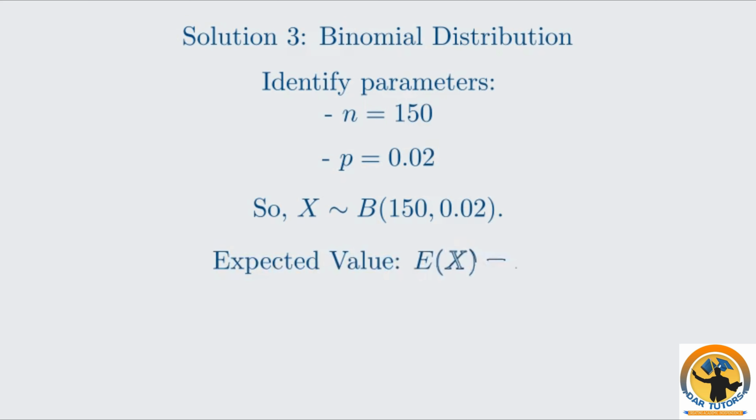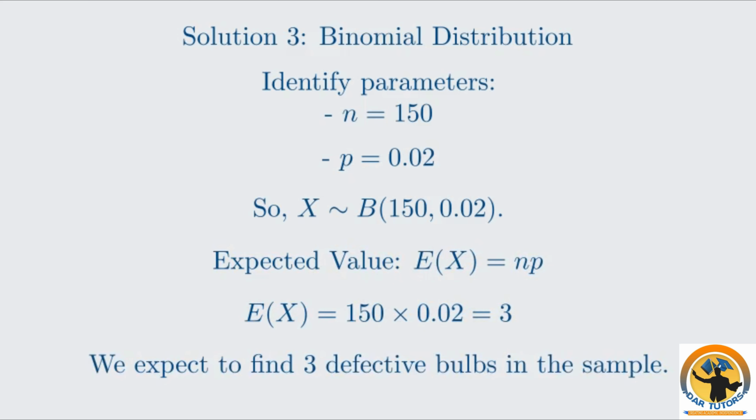The expected number of defective bulbs is the mean, E(X), which is n times p. This is 150 times 0.02, which equals 3. We expect to find 3 defective bulbs in the sample.